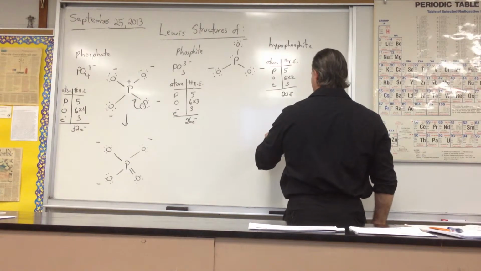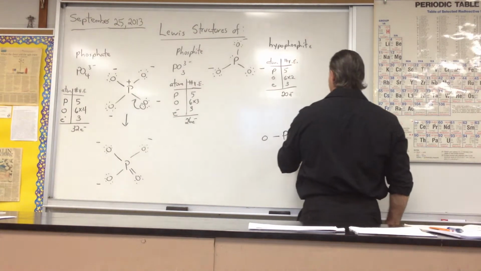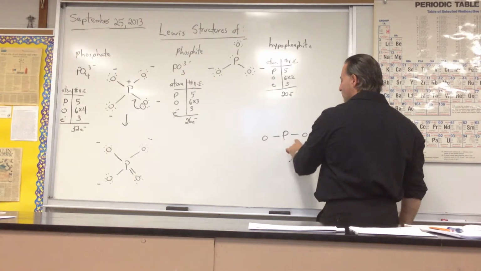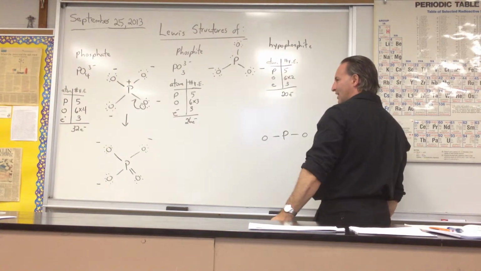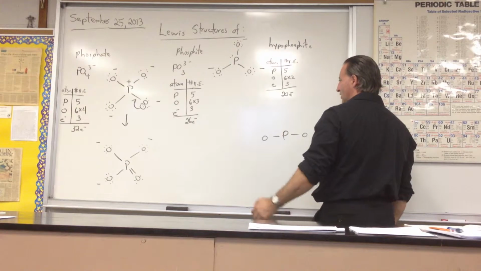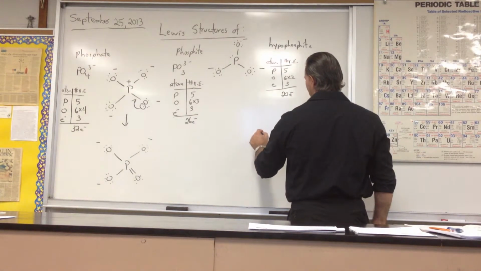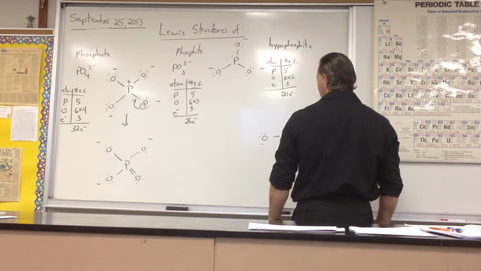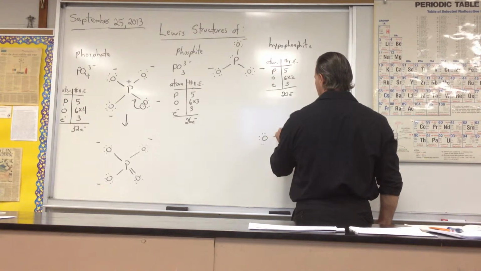We'll start by drawing the central phosphorus atom, putting the oxygens as satellites. That uses up 2, 4 electrons. So now we have to account for 16 more electrons. 2, 4, 6, 8, 10, 12, 14, 16.